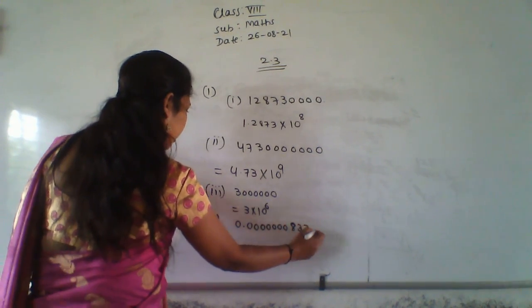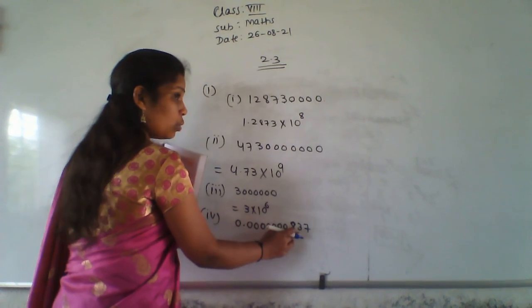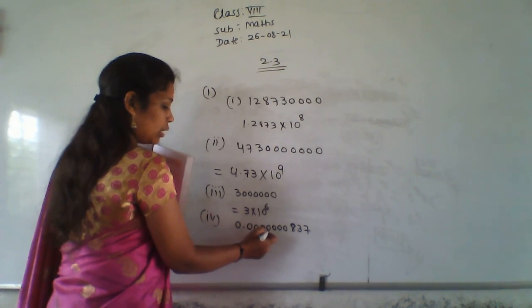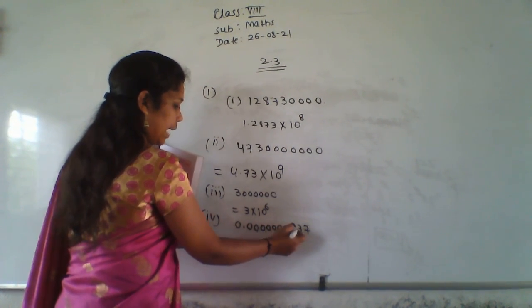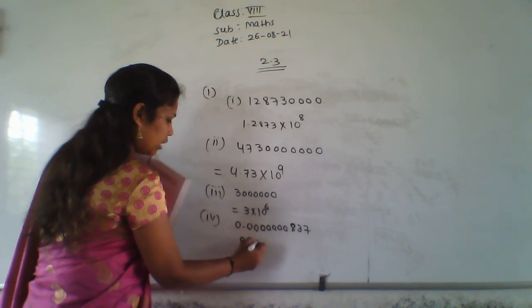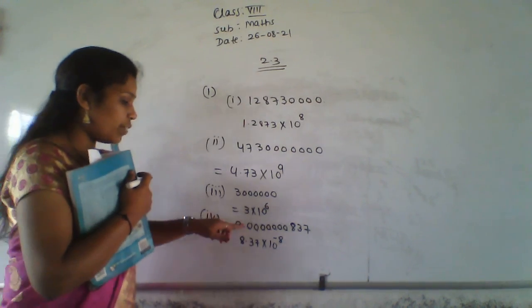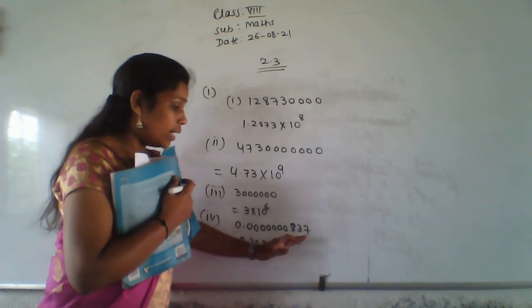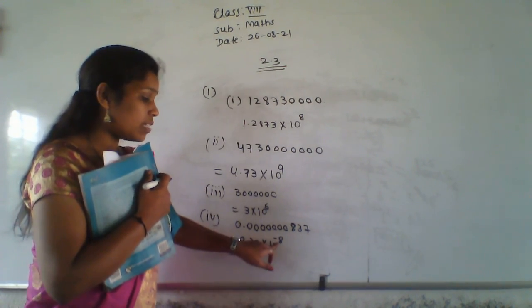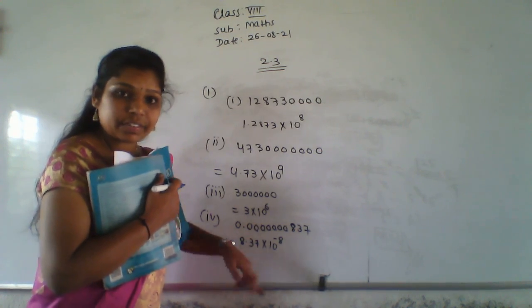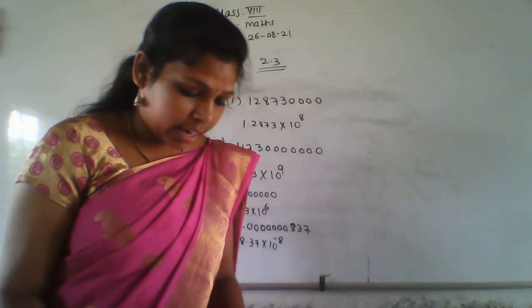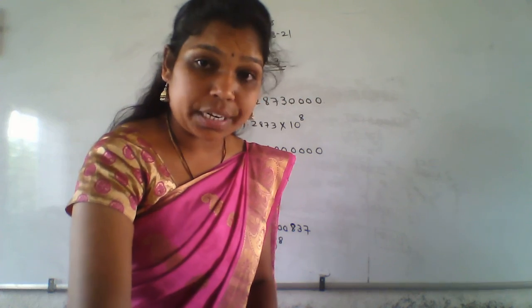8, 3, 7. Shift that point to the right side. 1, 2, 3, 4, 5, 6, 7, 8. It means 8.37 × 10 to the power minus 8, because we are shifting this point to the right side. For that reason the power is minus. Getting everyone? Yes. So another two problems in the first main, do it yourself.